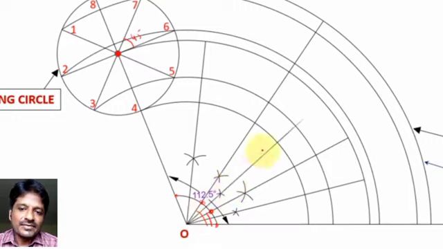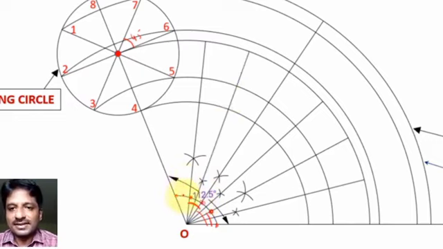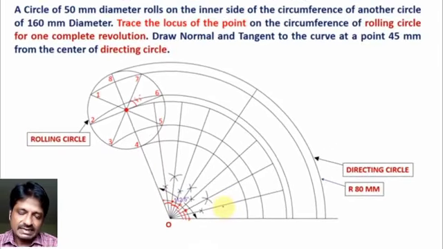In the same way you can divide this also into two equal points. Similarly here also you can make and you can divide. In this way this 112.5 is divided into 8 equal points precisely, and draw the line up to the center line of the arc line of the rolling circle.